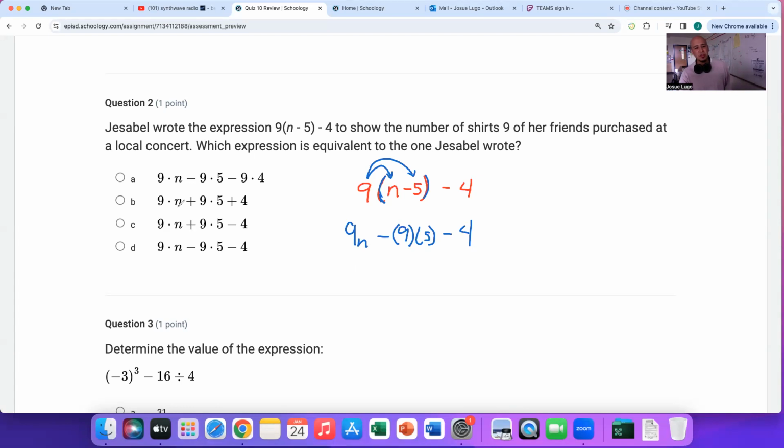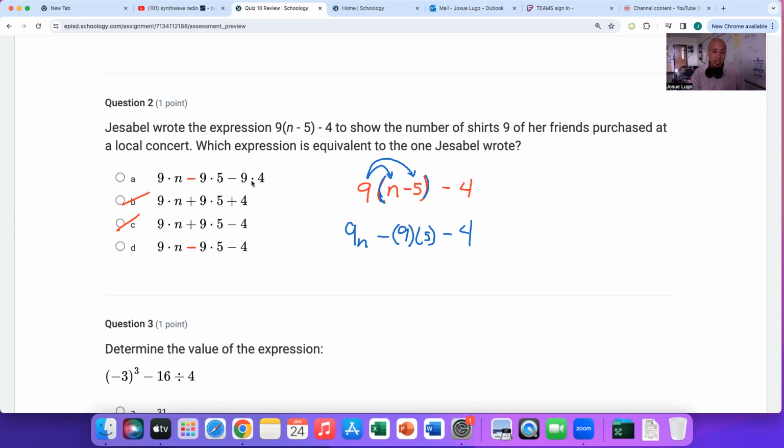Notice that over here, they don't fully work out any of these. So let's just figure out which of those is closest to this. Notice that all of them start off with 9 times n, which makes sense. That's exactly what I have here. And then we have minus, which eliminates b and c because they have plus signs. So we have minus, minus. And this is 9 times 5. 9 times 5 is up here. 9 times 5 is down here. Good. And then it should be minus 4.